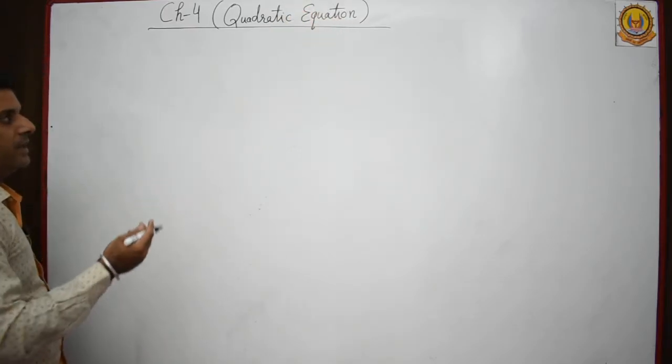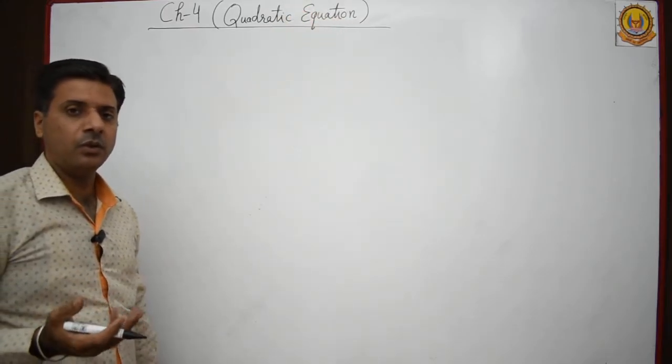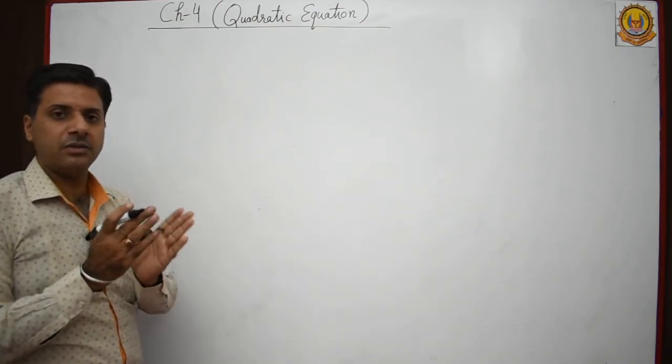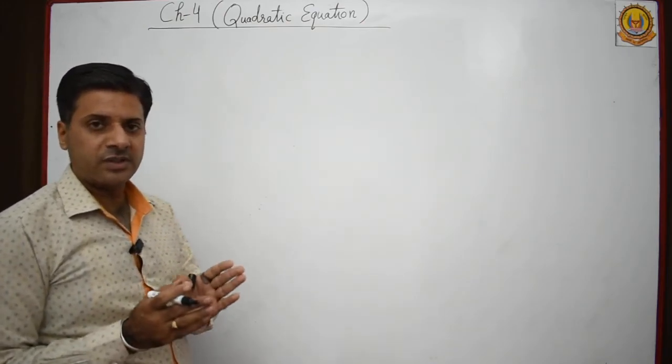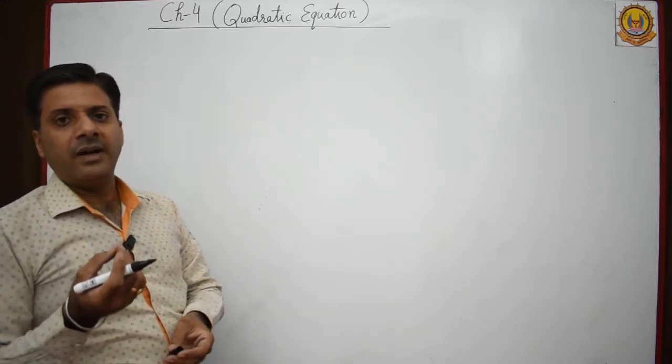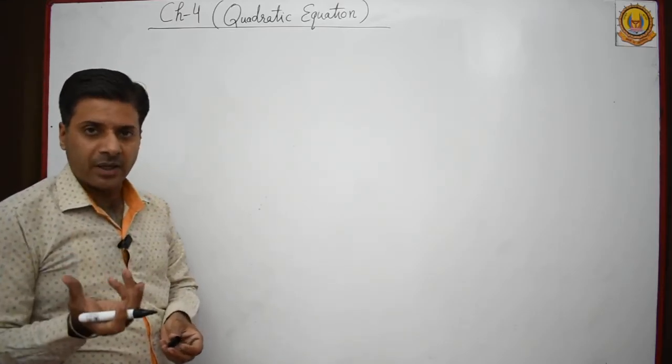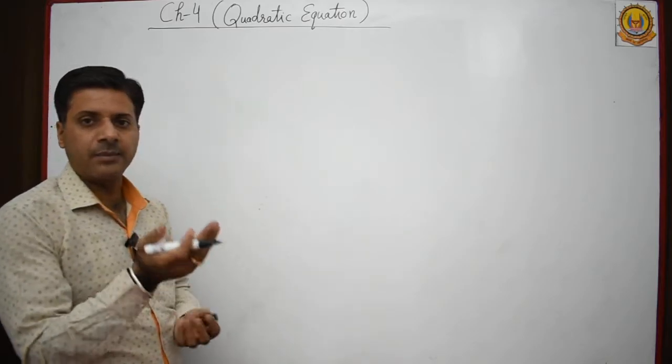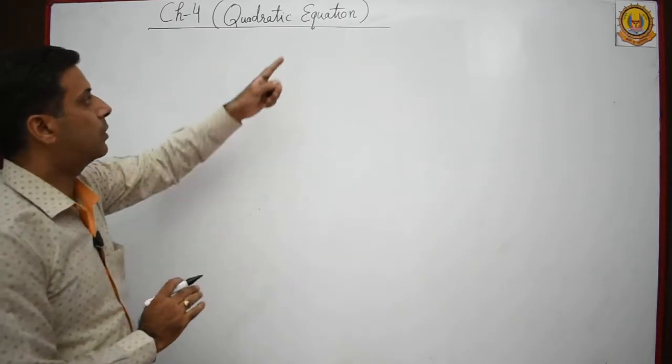So firstly, what is the meaning of quadratic equation? Equation you know very well. Here we will use an expression in which we will use the sign of equality, and we will get a value of x, any variable, so that the left hand side and right hand side both become equal. So that is called an equation.